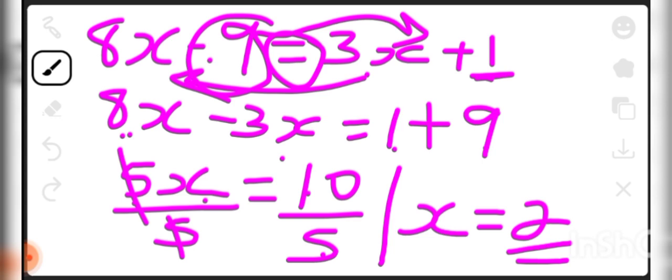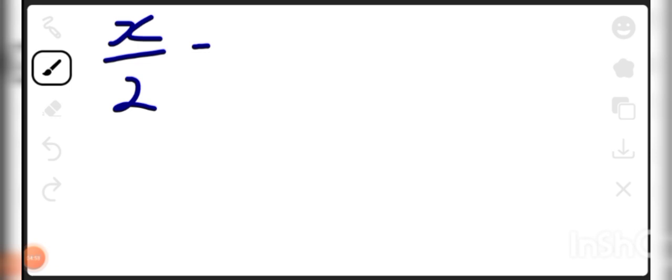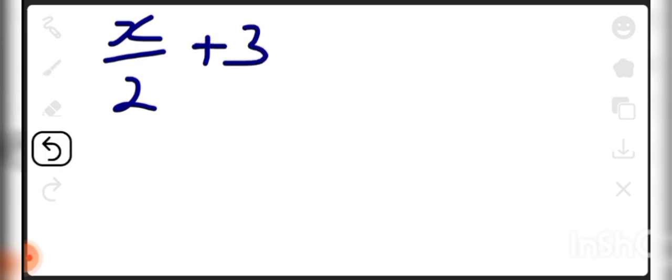So let me quickly look at just one more, please. Let's say we have x over 2 plus 3 is equal to 5. What is x? If x over 2 plus 3 is equal to 5, what is x? So let me look at how to do this one.